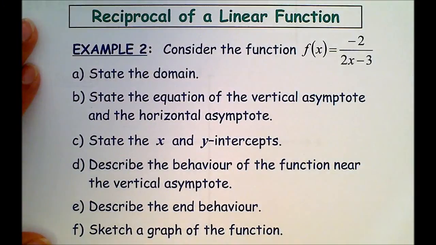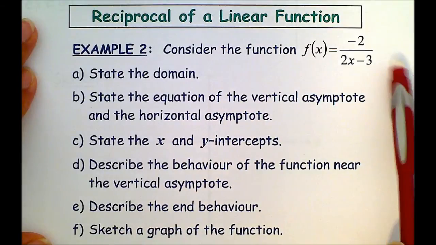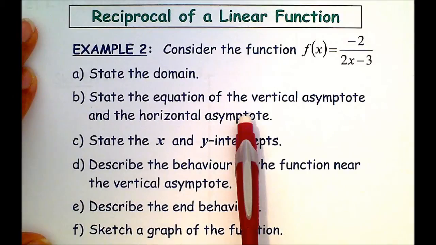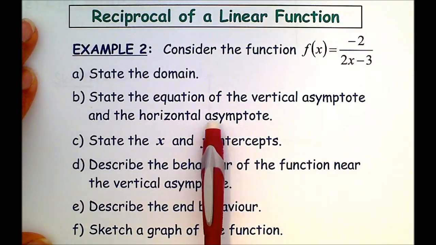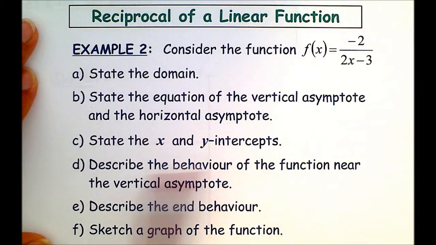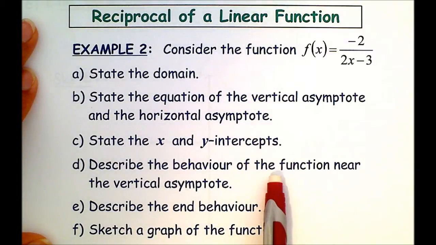For example 2, it says consider the function f of x equals negative 2 over 2x minus 3. Part A says state the domain. Part B says state the equation of the vertical asymptote and the horizontal asymptote. Part C asks us to state the x and y intercepts. Part D asks us to describe the behavior of the function near the vertical asymptote.